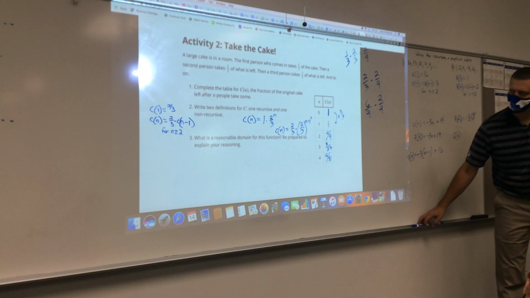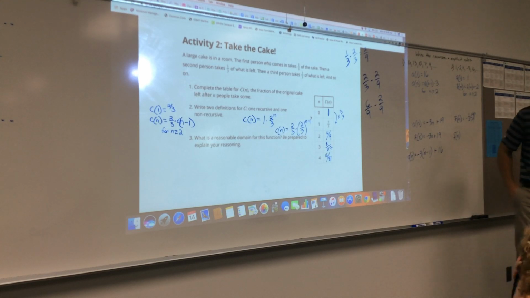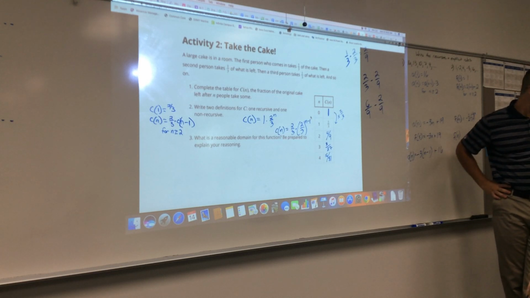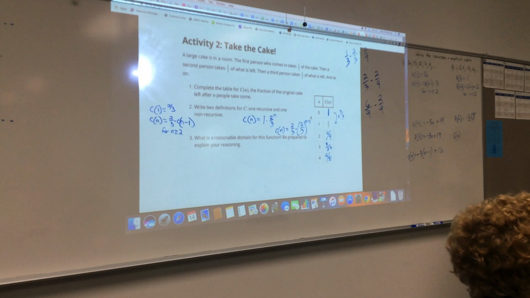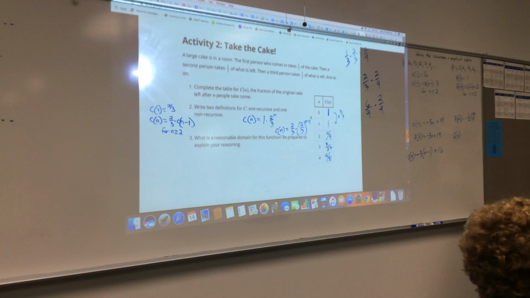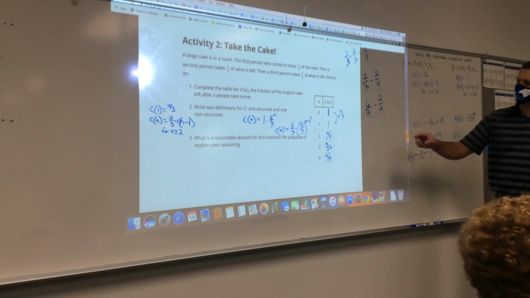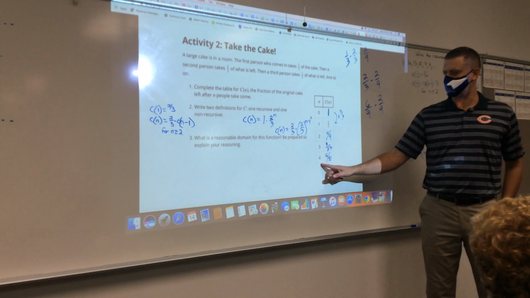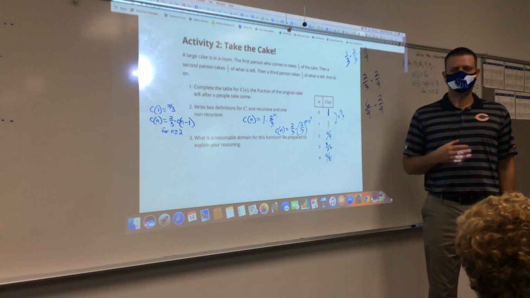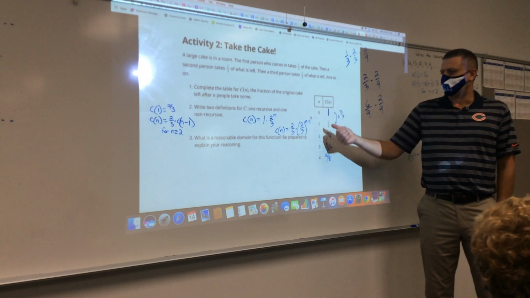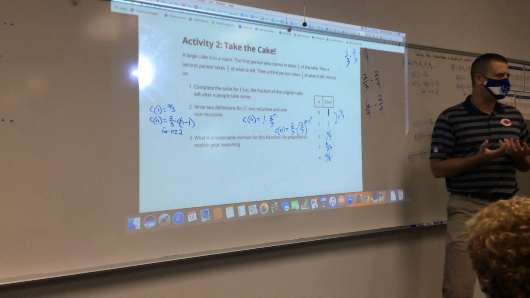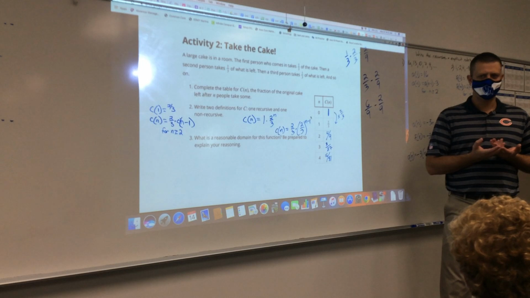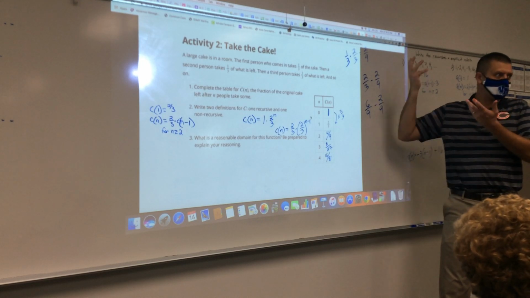All right, something new here. What is a reasonable domain for this function? Does anybody remember what domain is? X values, yes, X values. Or in this case, the N values. Okay? So it's basically asking, what are reasonable numbers we could plug in for N that actually makes some sense here? With the story, with the context.